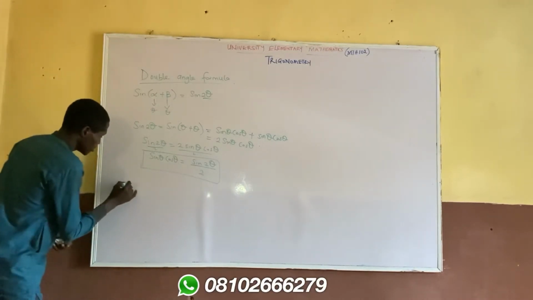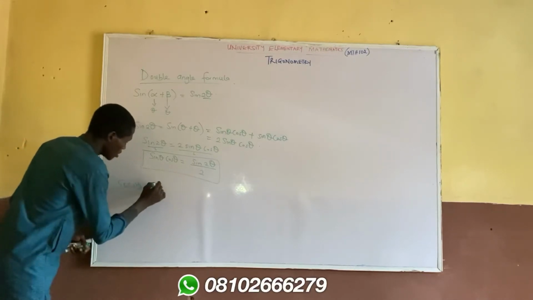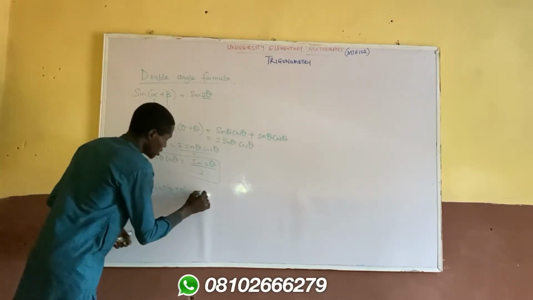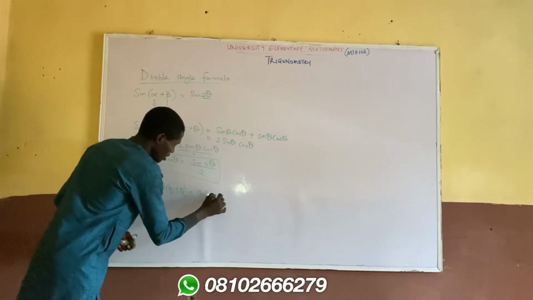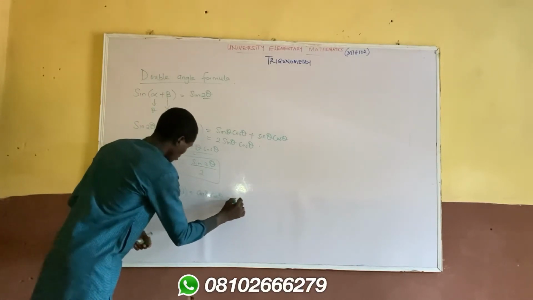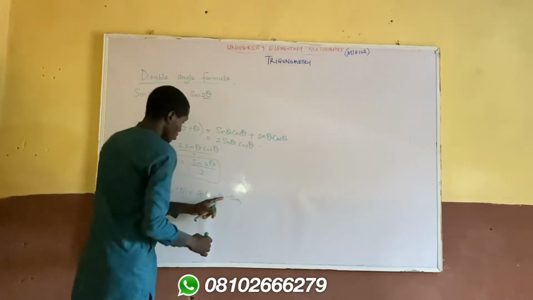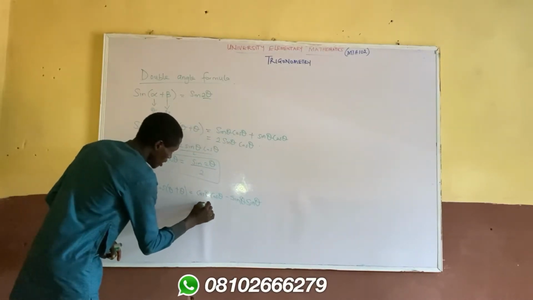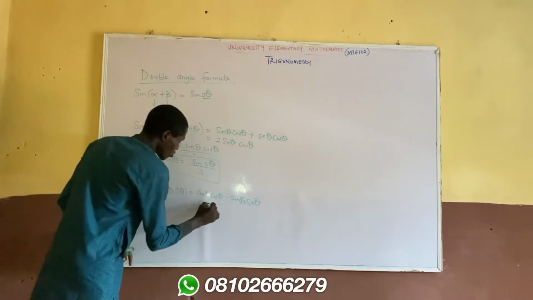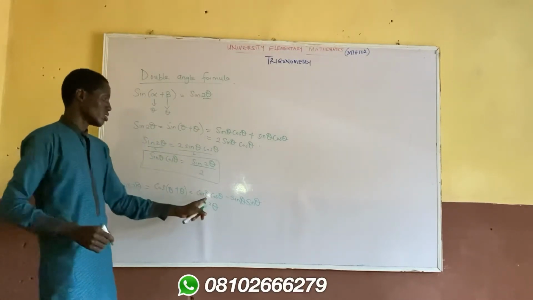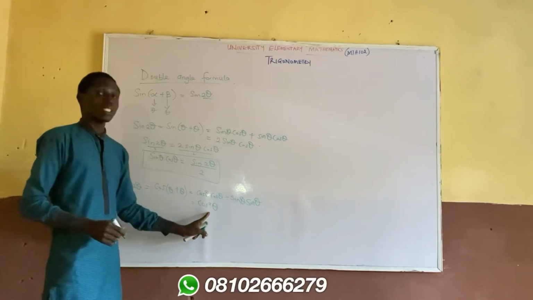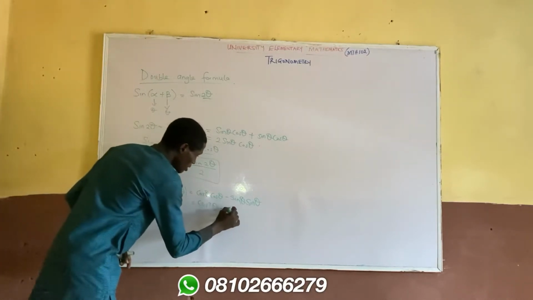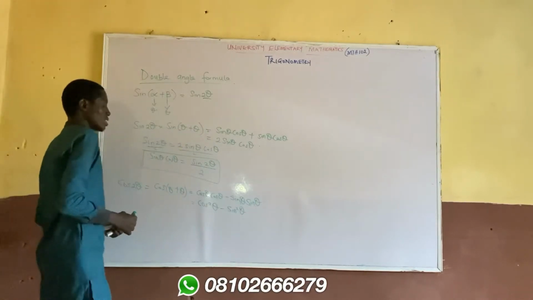Now the same thing happens to cos 2 theta. Cos 2 theta is cos of theta plus theta, which is cos theta cos theta minus sine theta sine theta. Remember, if the sign is plus, everything is going to change to minus. Cos theta multiplied by cos theta gives cos square theta. We don't need to square the theta, just cos square theta. So it is going to give us cos square theta minus sine square theta.